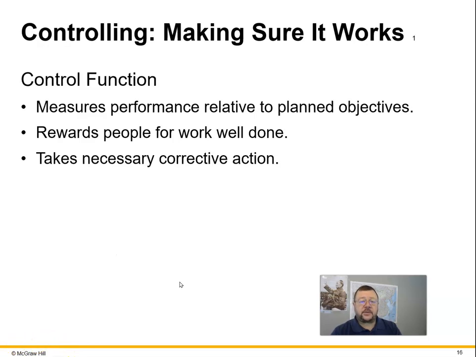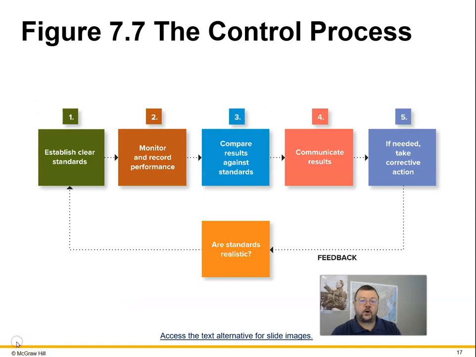Finally, last but not least, we have the control function. Making sure the whole thing works, making sure the train stays on the tracks. It measures performance relative to planned objectives, rewards people for work well done, and takes necessary corrective actions. That whole process might look something like this. Here we have what's called a flow chart. This is figure 7.7 from your textbook. It has 5 steps and then a feedback loop.